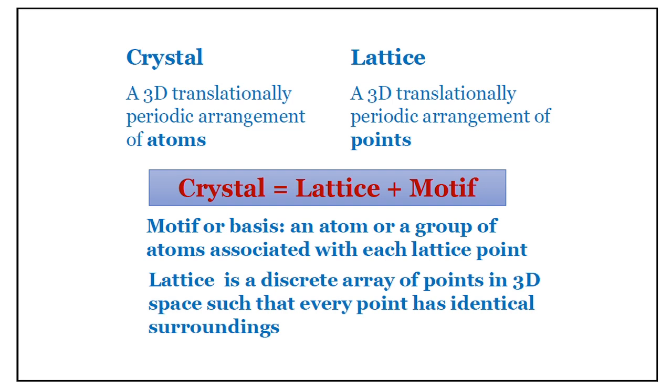So, a crystal consists of a lattice plus motif. What is a motif? A motif is nothing but an atom or a group of atoms associated with each lattice point. So, a lattice is a discrete array of points in 3D space such that every point has identical surroundings.